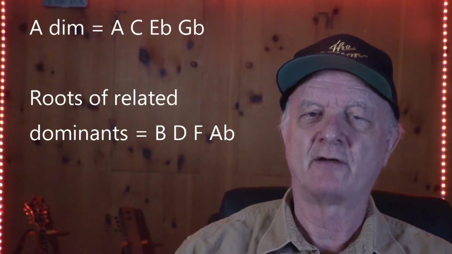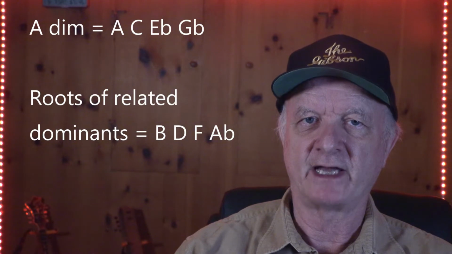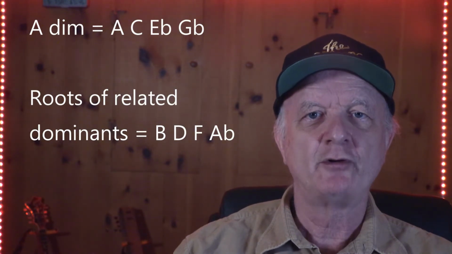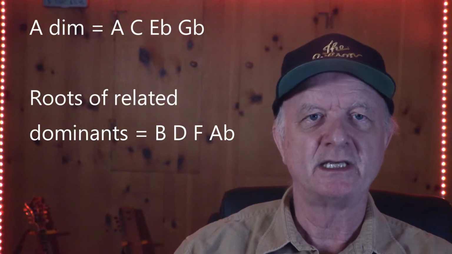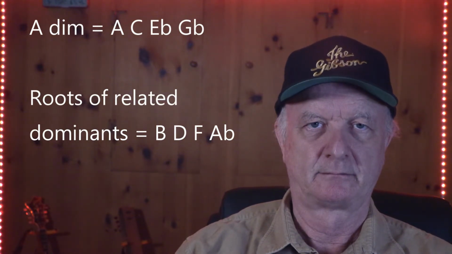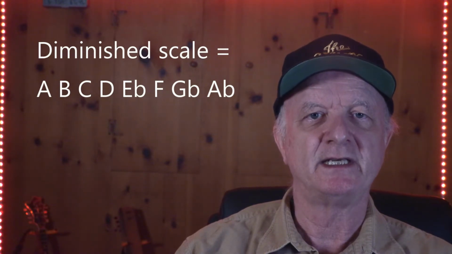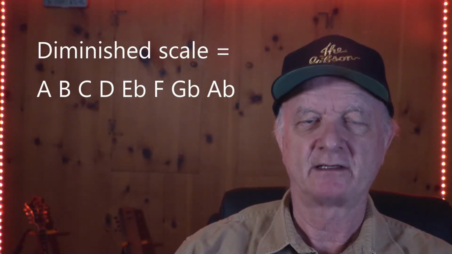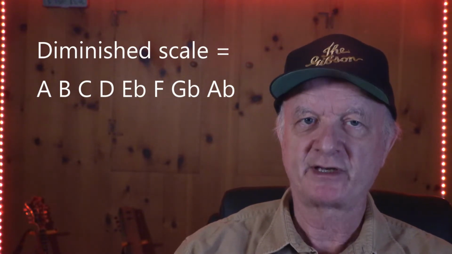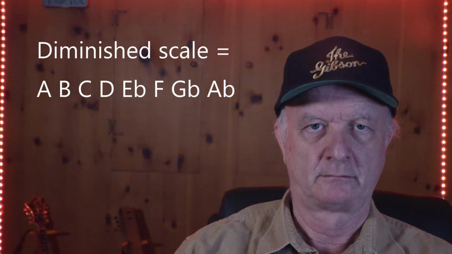Let's take the 4 notes of our diminished chord, A, C, E flat, and G flat diminished, and the roots of the related dominants, B, D, F, and A flat. If we combine them, we get A, B, C, D, E flat, F, G, and A flat. This is the A diminished scale. It is a whole step followed by a half step. If we want to use it for improvising against the A diminished chord, we start on the A note.